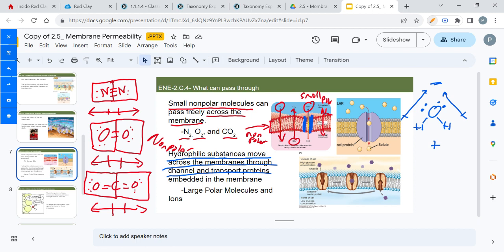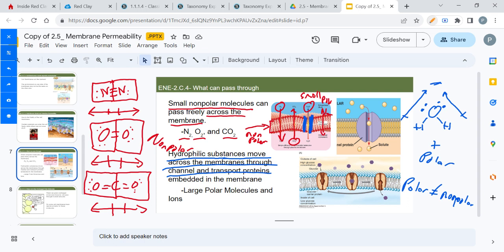So that means that we now have a polar item. We have a polar guy trying to move its way across the membrane, which is going to be hard because, again, do polar and nonpolar play together? They don't. Polar does not like nonpolar. We don't want to deal with them at all. So the water molecules can kind of squeak through, but it's very ineffective.